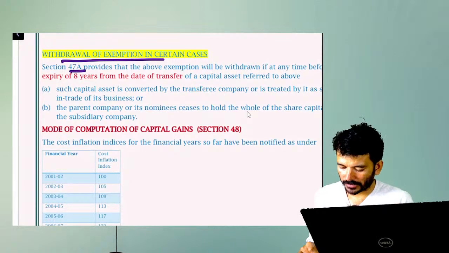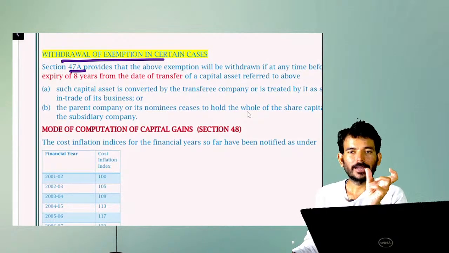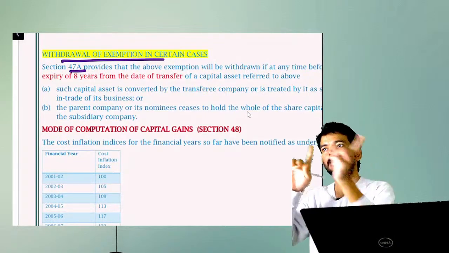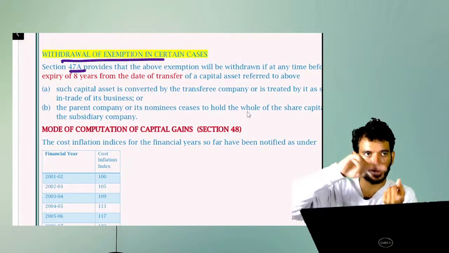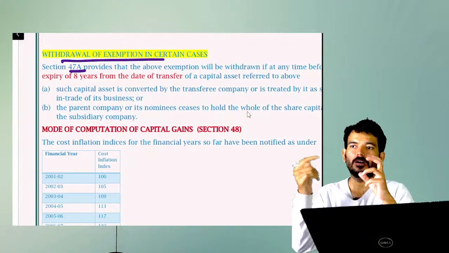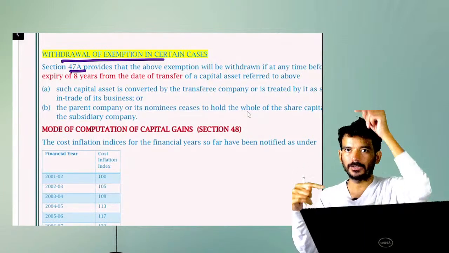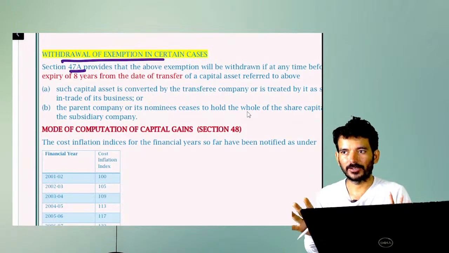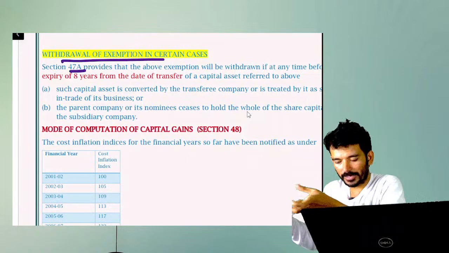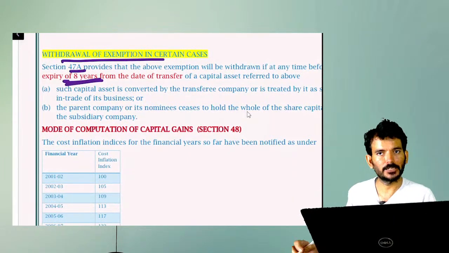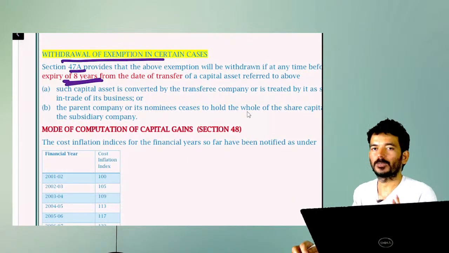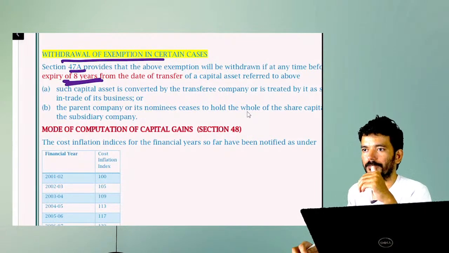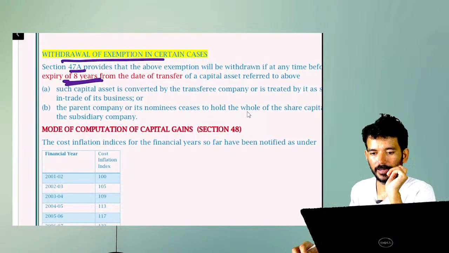Okay. Now 47A is that I told, amalgamating company is becoming amalgamated company. Assets from amalgamating going to amalgamated, or demerger to resulting company, holding to subsidiary, subsidiary to holding, gifted to, that's all fine. But the resulting company, the recipient, should hold that asset for the next 8 years. If there is any violation of this provision, then the transferor needs to pay tax on this.